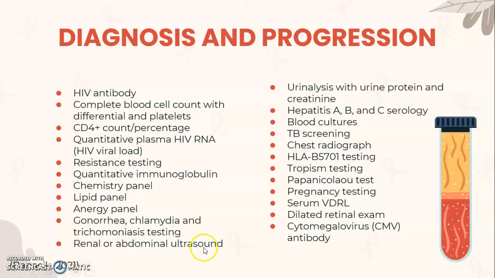And then you have renal or abdominal ultrasound, urinalysis with urine protein, and creatinine, hepatitis A, B, and C serology, blood cultures, TB screening, chest radiograph, HLA-B5701 testing, tropism testing, Pap smear test, pregnancy test, serum VDRL, dilated retinal exam, and CMV antibody. So yes, that's a lot of tests used to diagnose and to monitor the progression, which is good.